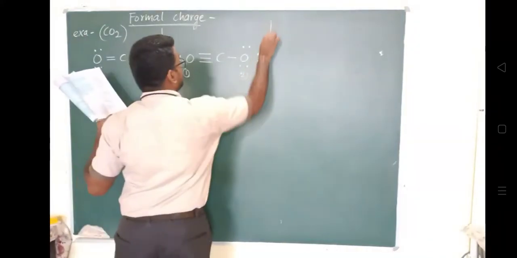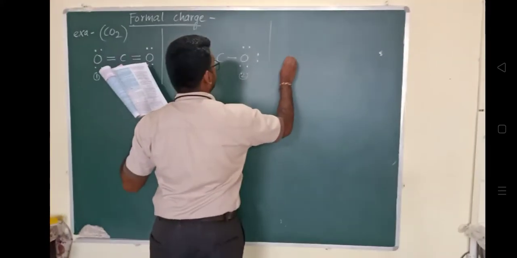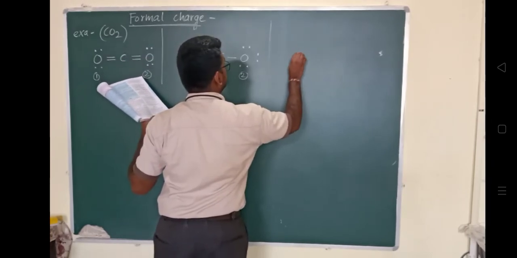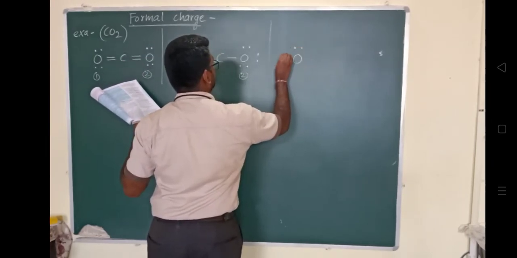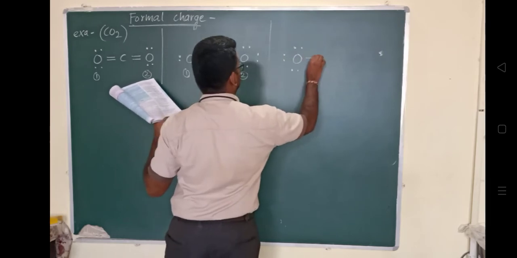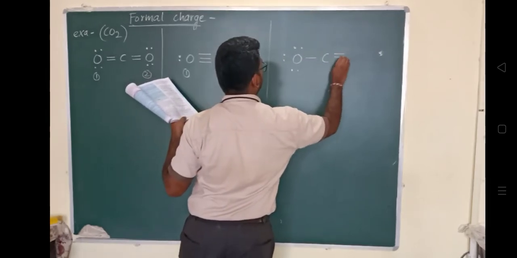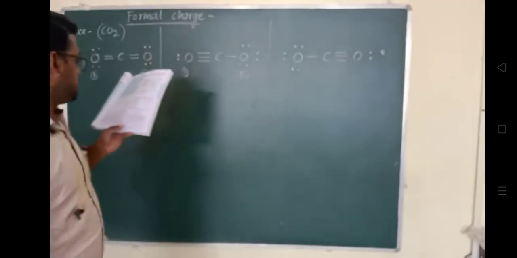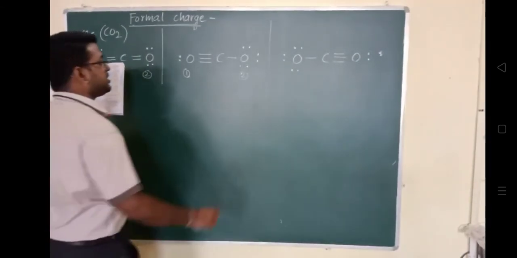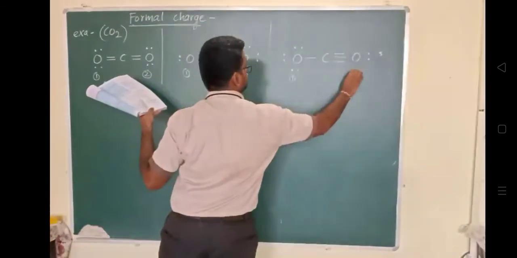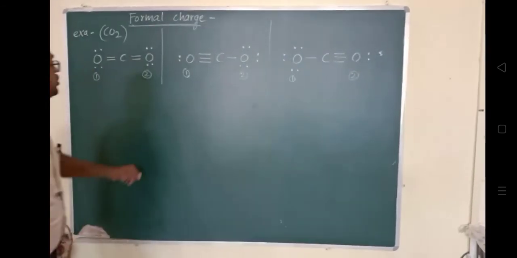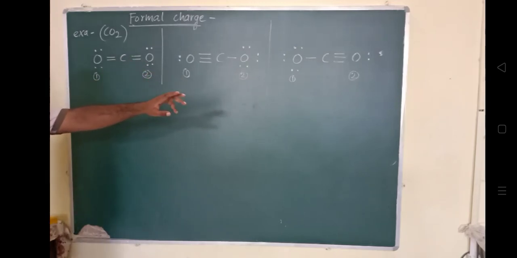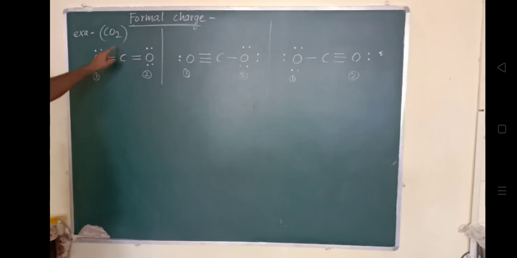Then the third possibility of this structure is just the reverse. Like this will be the oxygen, 1 2 3 4 5 6, a single bond with the carbon, and here it will be the triple bond with this oxygen, and here these two valence electrons. So you check it. This is the first and this is the second oxygen. So in total, three Lewis dot structures are possible for carbon dioxide.